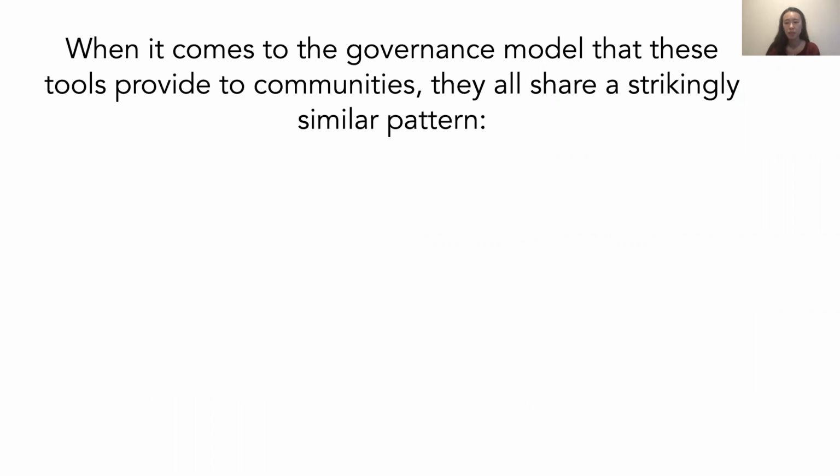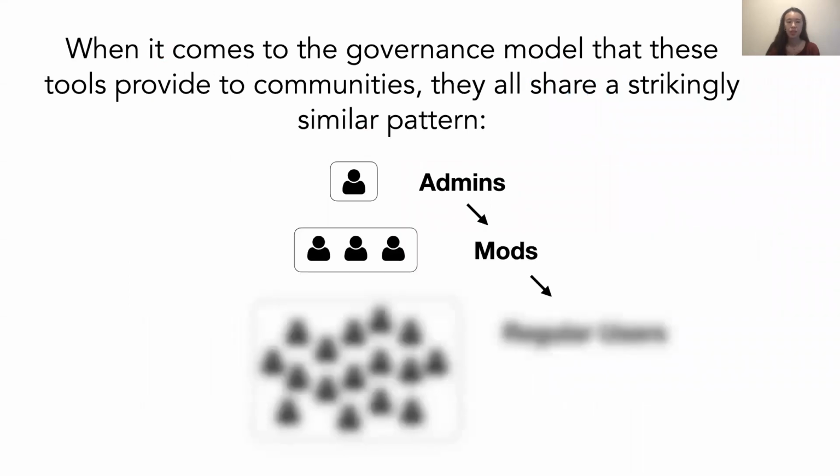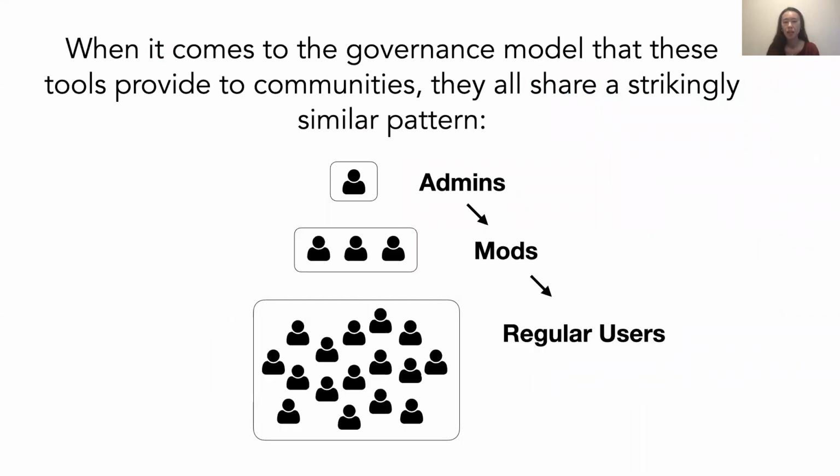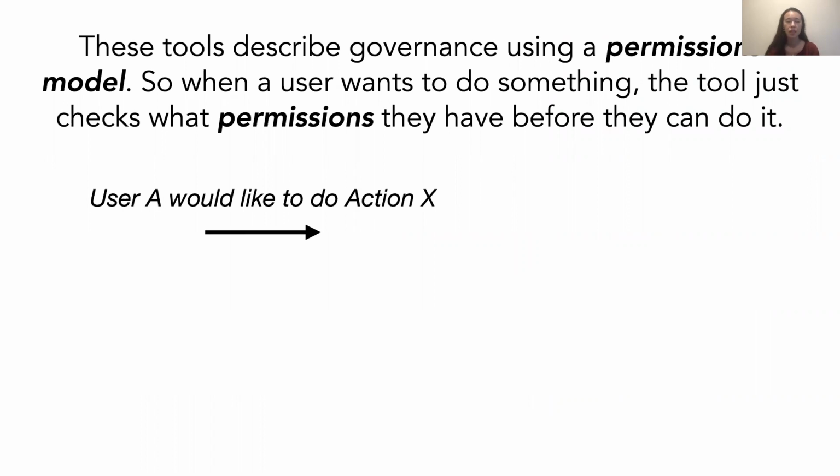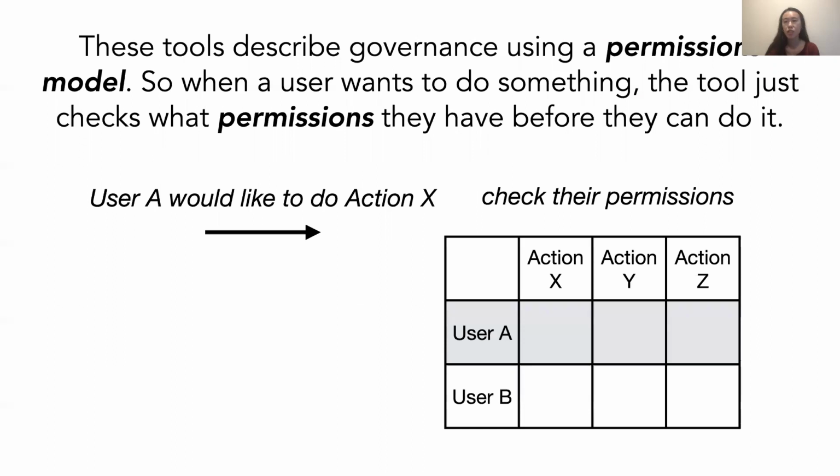Almost all of these platforms involve some sort of model involving administrators or admins, moderators or mods, and regular users, where if you're an admin or a mod, you have the ability to govern others, but if you're a regular user, you can't. An admin mod model is an example of a permissions model. The way a permissions model works is whenever a user wants to do something, like ban another user from the community, the system first checks the permissions table to see whether the user has a permission to do that thing. If so, then the action is approved.